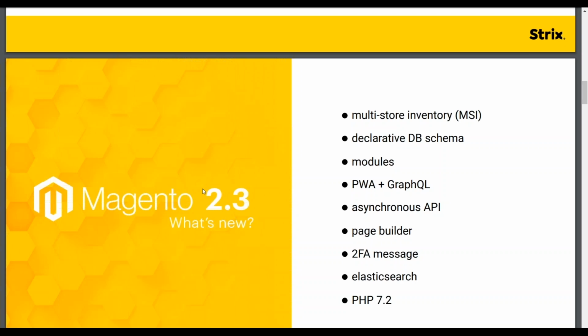The next feature is, for example, Elasticsearch. Elasticsearch will be moved from the Commerce version to the open source version, similar to the asynchronous API. And of course, two-factor authentication.